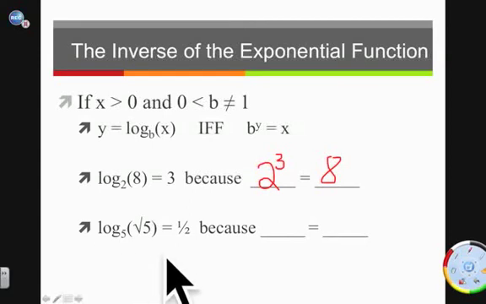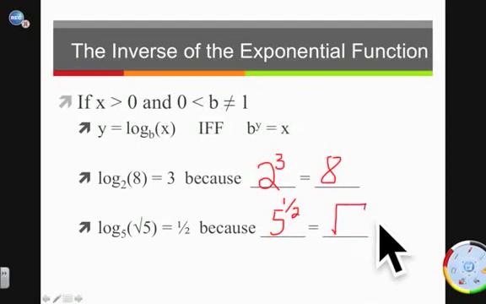So log base 5 of radical 5 equals 1/2 because changing it to exponential, we know that 5 to the 1/2 power is equal to radical 5. And we know that's true. We know our half exponent means radicals. So that's our other true statement there. That's changing from logarithmic to exponential forms because they are inverses of one another.